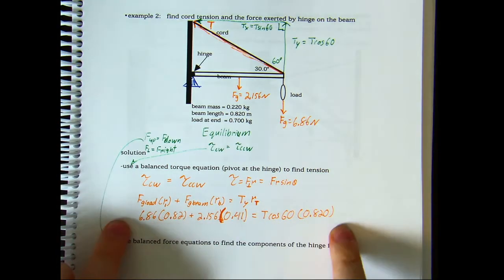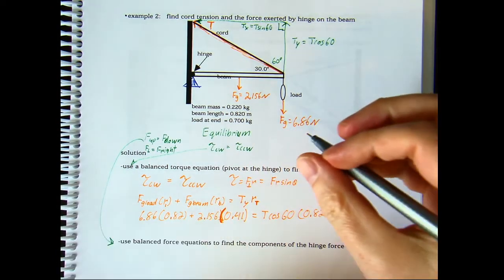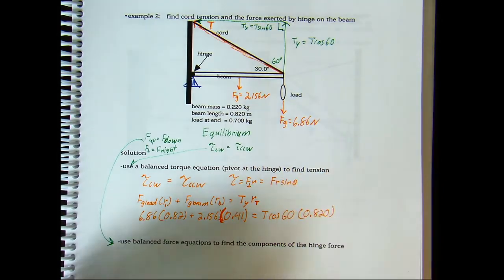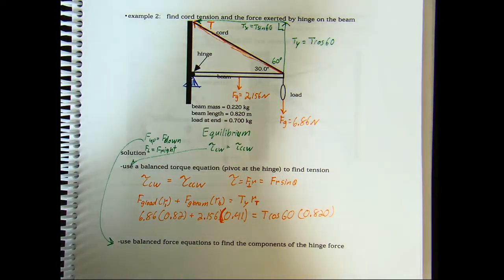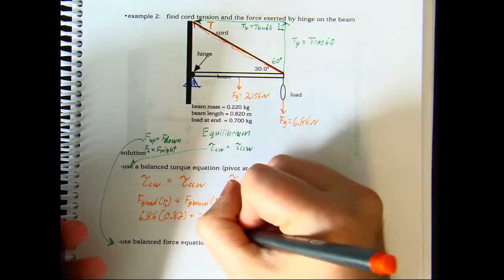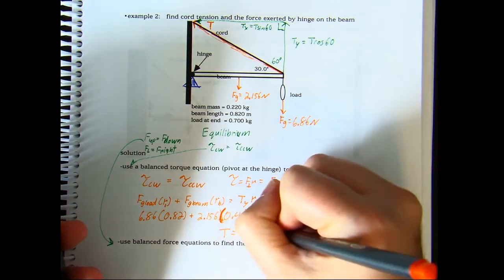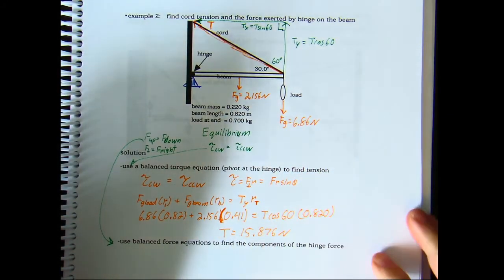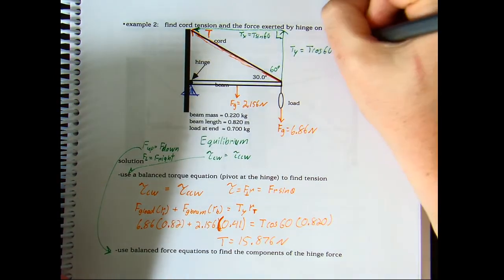So the only unknown here is T. So we can figure out that our tension force is going to be 6.86 times 0.82 plus 2.156 times 0.41, divided by cos 60, divided by 0.82. I got a tension force here of 15.876 newtons.